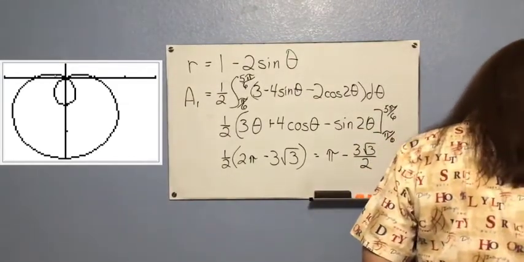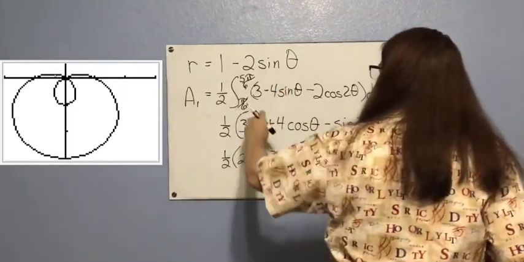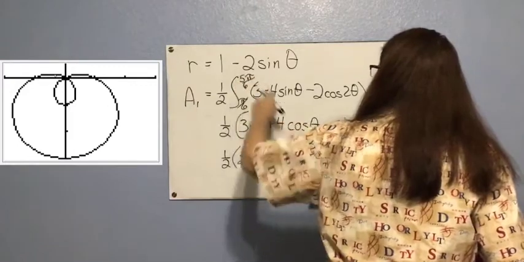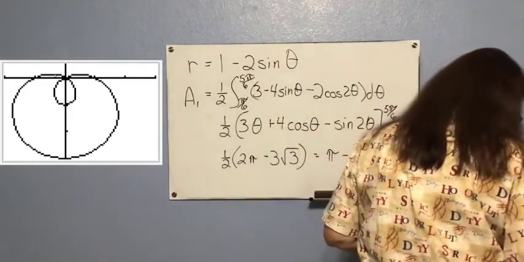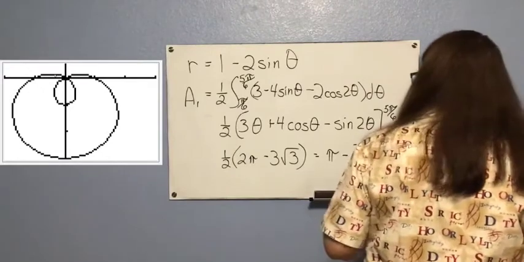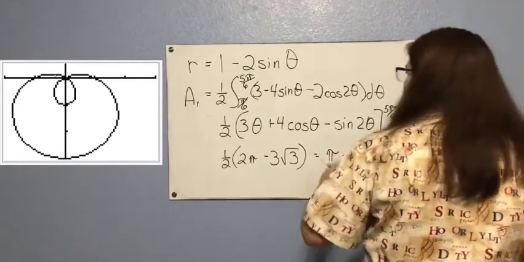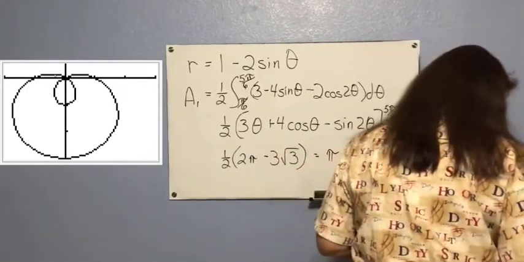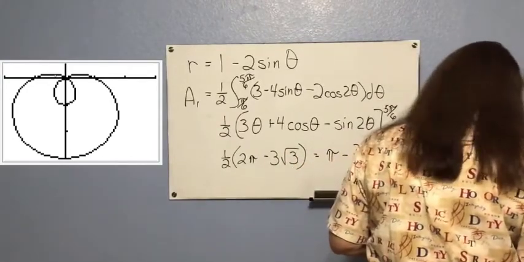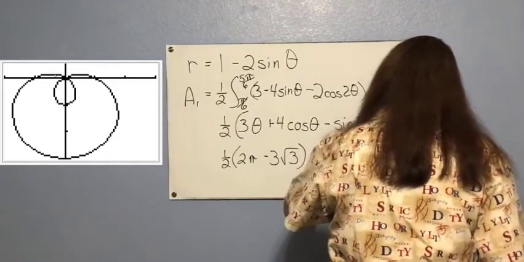Okay, so this is just one part of our integral. We went from pi over 6 to 5 pi over 6. And this gives us just the area in the small loop of the limaçon. So this is a small part.